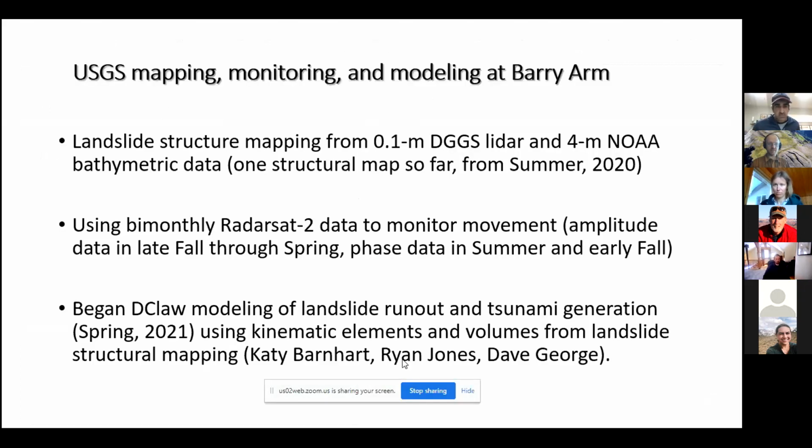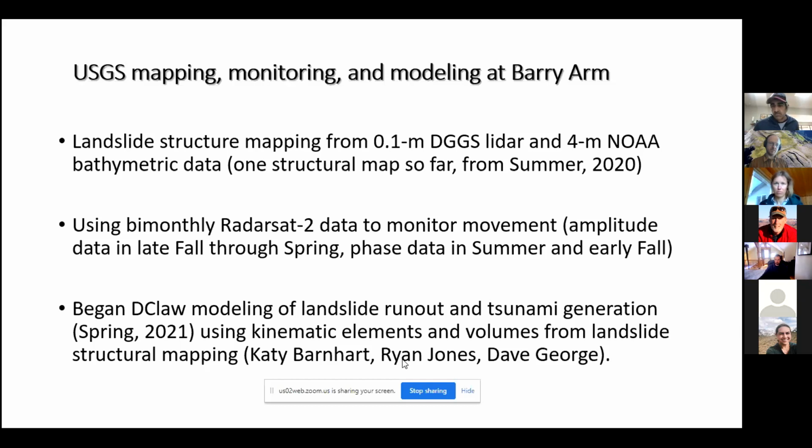So this is what I'm going to talk about. But before I dive in too far, I want to talk a little more broadly about what we've done so far at Barry Arm in general. There's the structural mapping, which I'll show you in a bit more detail in a few minutes. That was done from 1/10 of a meter LiDAR data from DGGS. Then we also got new bathymetric data from NOAA last summer, and those were 4-meter data. We've only done one structural map so far, but I envision this going on into the future as data sets become available, because it tells us things about how the slides are evolving if we can track structures and changes in structures.